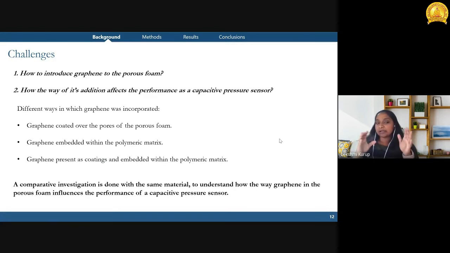Since I planned on using graphene, the only thing I was a bit worried about was how to introduce this graphene into the porous form. That was one of my challenges. The other challenge was, if I introduce graphene in any of these ways, how it would affect the performance when we make it into a capacitive pressure sensor. So first, for studying this, I thought of introducing graphene in three different ways. That is, I fabricated a porous form, a form with microstructures, a spongy form.